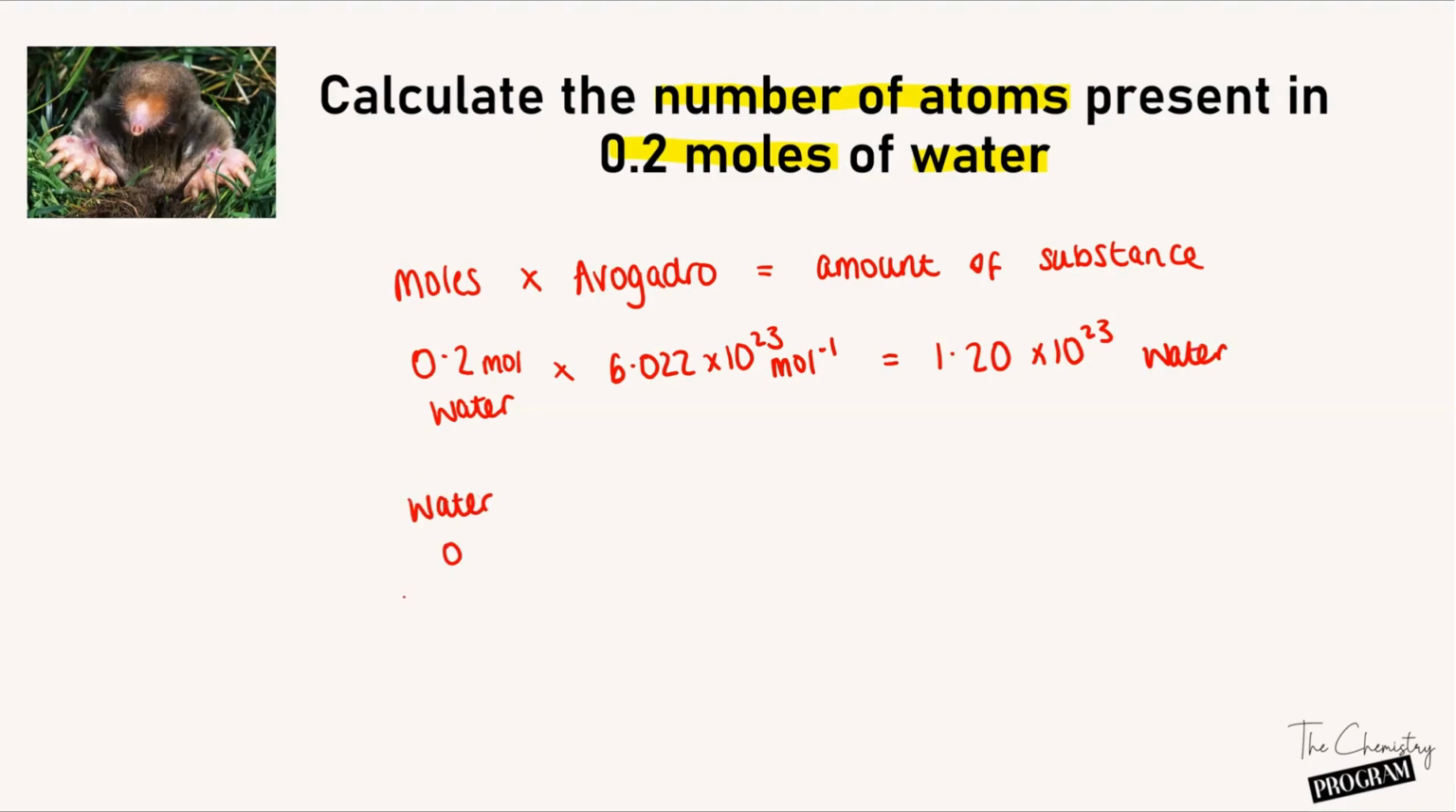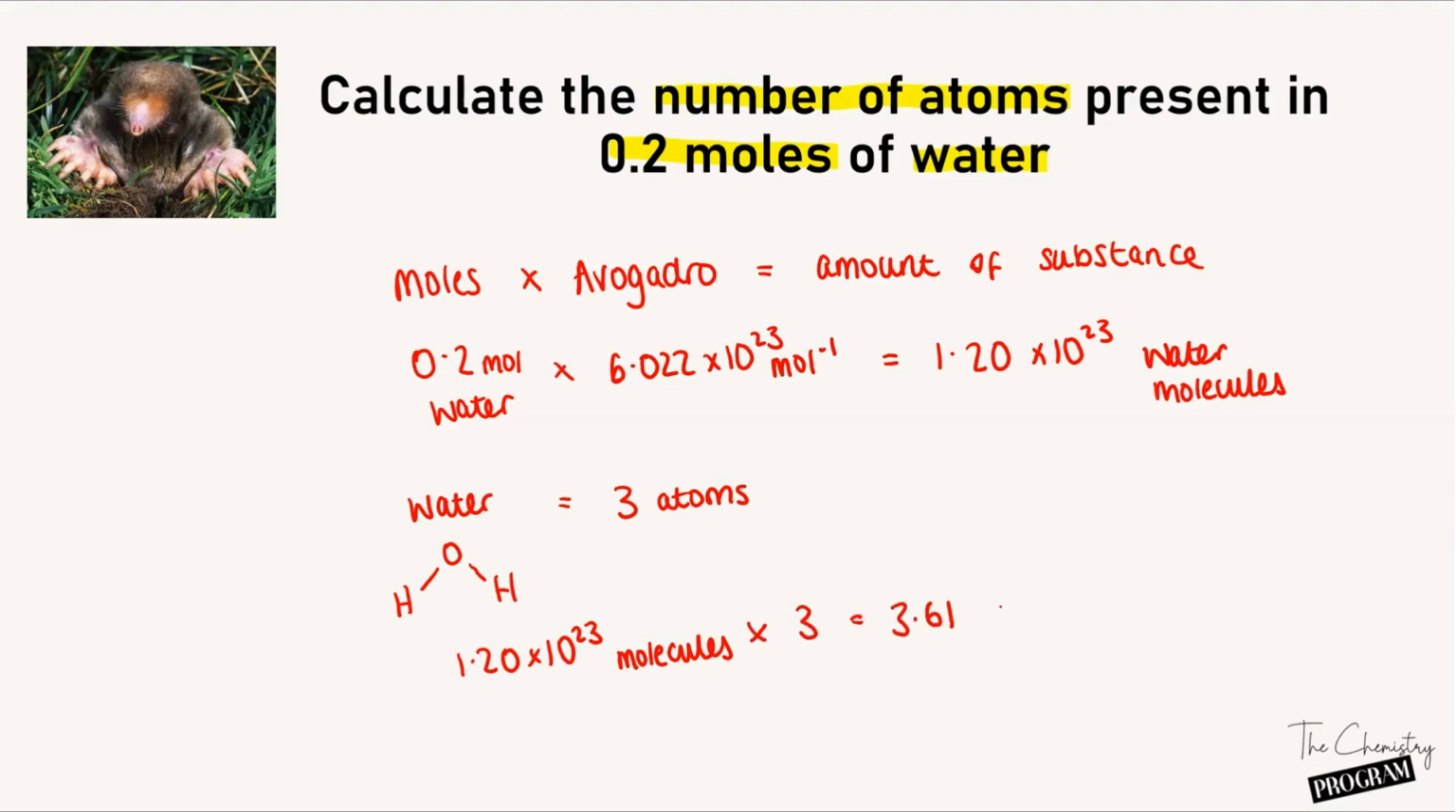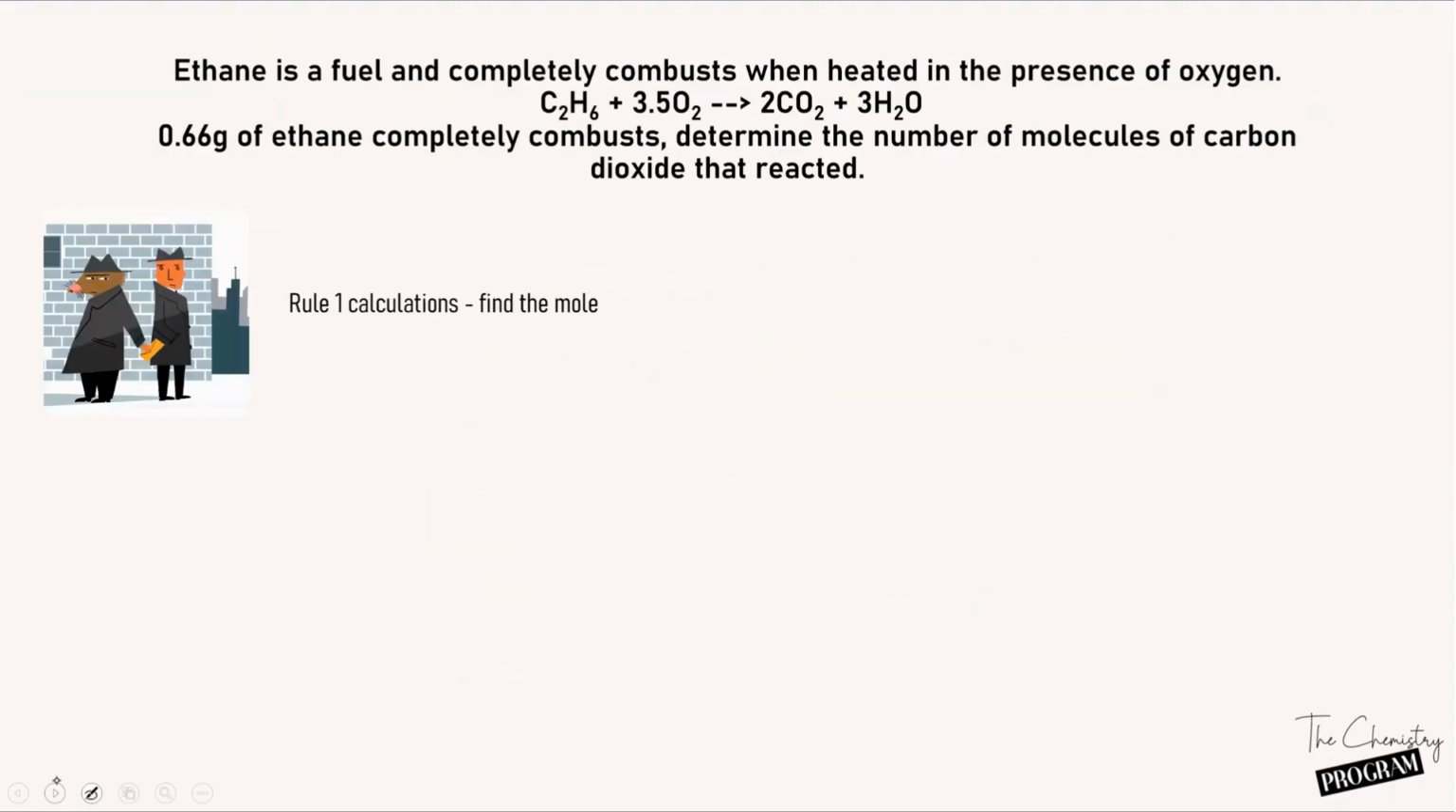Now, for every water molecule, there is 1 oxygen atom and 2 hydrogen atoms, so 3 atoms in total. We therefore need to multiply the number of water molecules by the number of atoms in each molecule, leaving us with 1.2 times 10 to the 23 molecules multiplied by 3 atoms, which equals 3.61 times 10 to the 23 atoms. We have now solved this calculation.